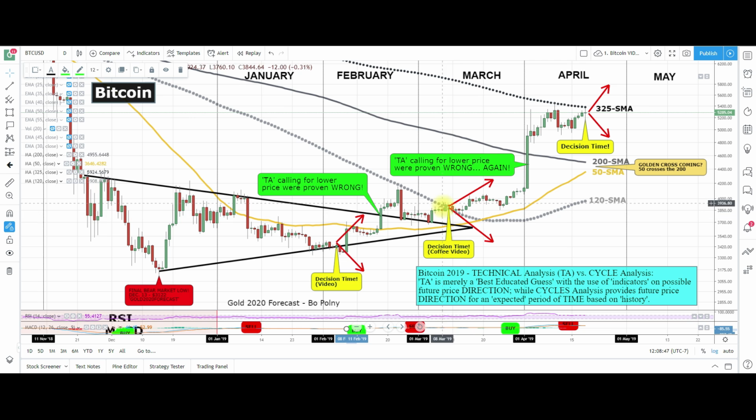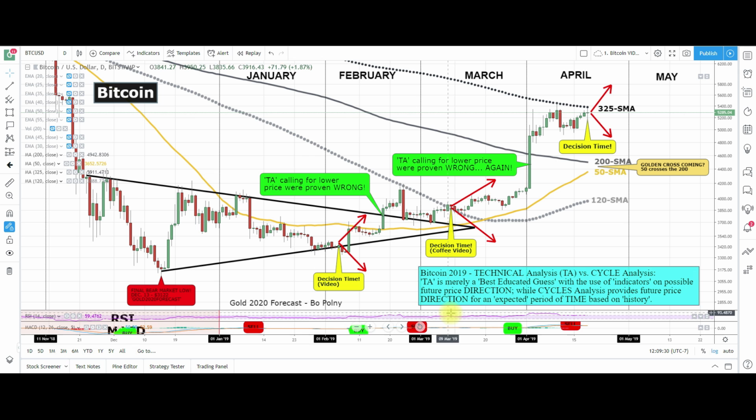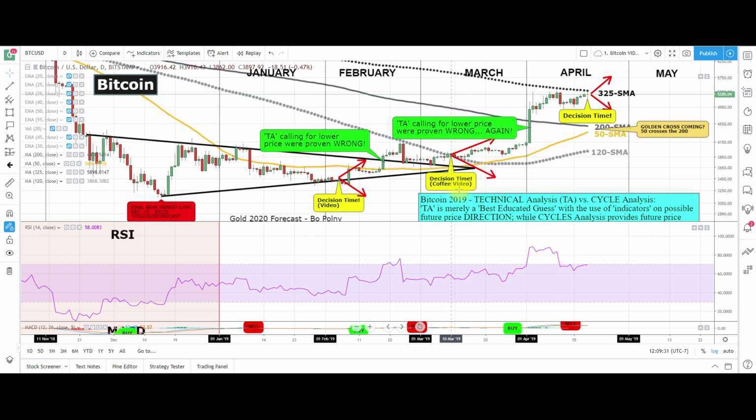It in fact broke through the 120-day moving average and went vertical, again proving all technical analysts wrong, especially on this spike here, which we were looking for. Our initial price target per our analysis and for our private subscribers was minimum $5,000 for Bitcoin, which was perfectly achieved in early April. So the coffee video was clearly pointing to a price spike, a price breakout vertical, per cycle analysis.